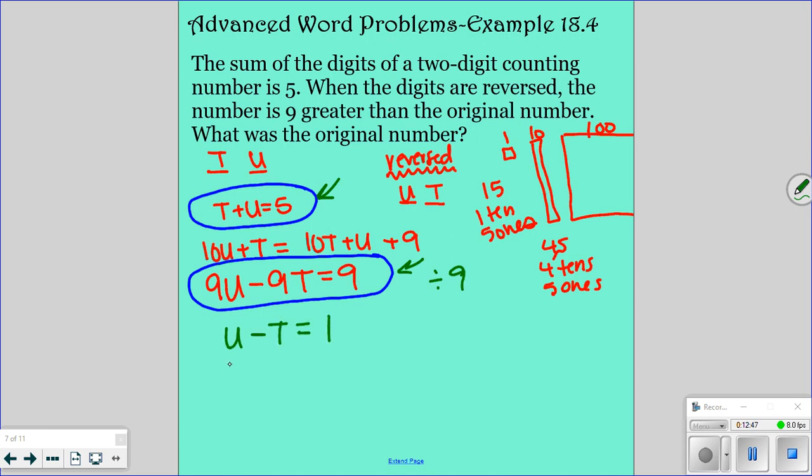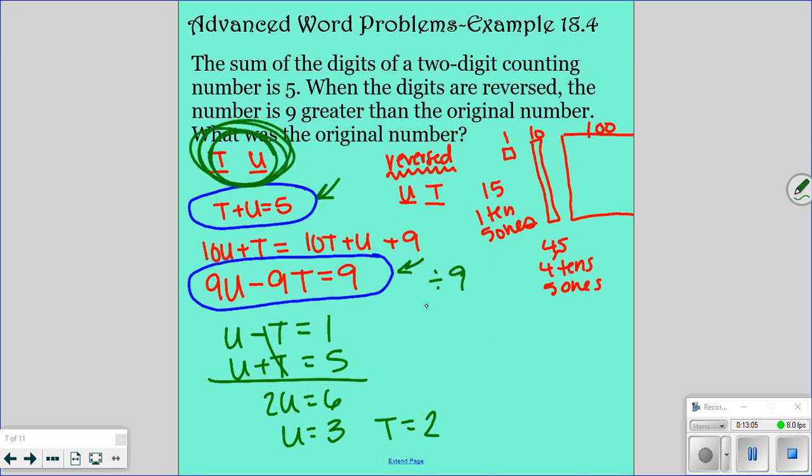And then we know that U plus T equals 5. So if you add those together, you're going to get 2U equals 6. So U is going to be 3, and if U is 3, that means that T is 2. And it asks for the original number. This is our original number, TU, so our original number is 23. Okay? So that's how you can deal with your sum of digits of a two-digit counting number.